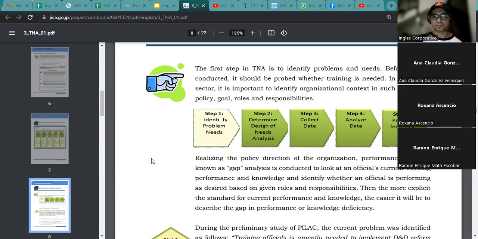Here it says something about the public sector. I guess it's because the organization is different from a private company. It's talking about officials, roles and responsibilities. But the most important thing is to describe the gaps, identify gaps. Very good, perfect, that is it.